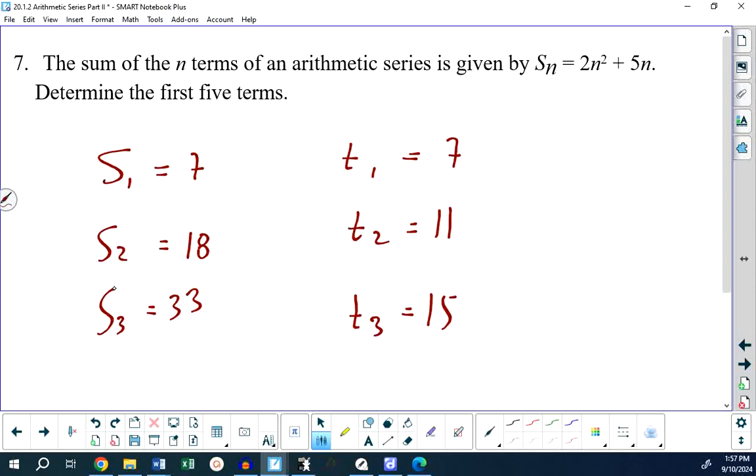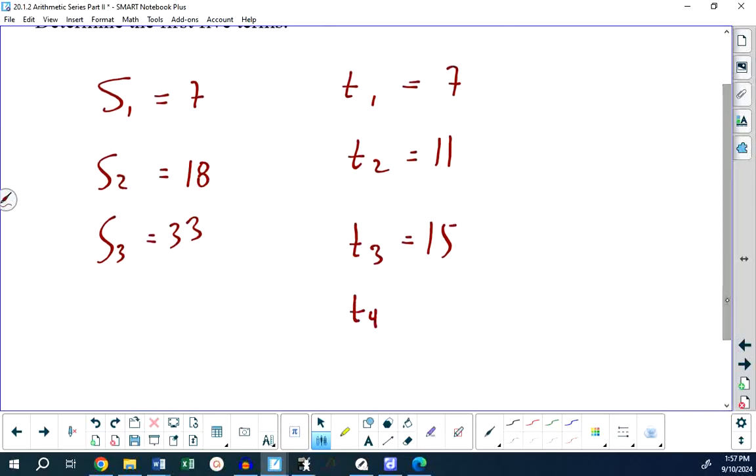That means that these 3 numbers have to add up to 33. Well, we've already got 18. The number that you add to 18 to get 33 is 15. It was working. And you can stop at this point with the whole Sn thing and just go, oh, it's increasing by 4 each time, which means the 4th term is 19 and the 5th term is 23.